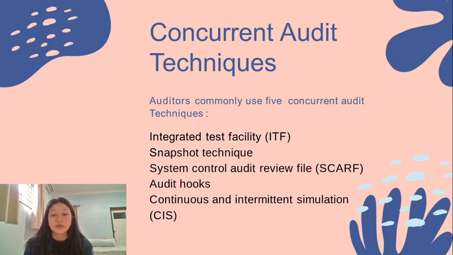Next, System Control Audit Review File, or SCARF. This uses embedded audit modules to continuously monitor transaction activity. Next is audit hooks. Audit hooks are audit routines that notify auditors to questionable transactions, often as they occur. Next is continuous and intermittent simulation, or CIS. This embeds an audit module in a database management system, or DBMS, that examines all transactions that update the database using criteria similar to those of SCARF.